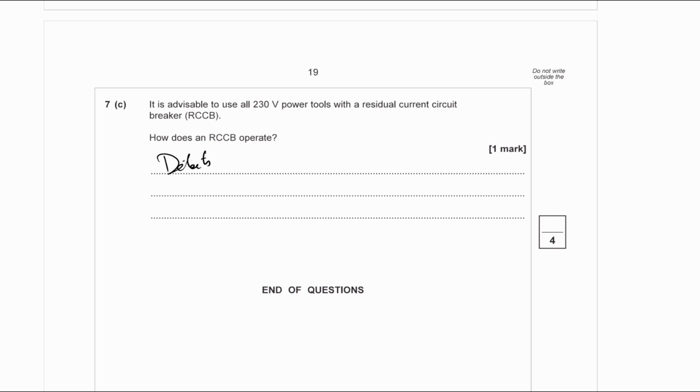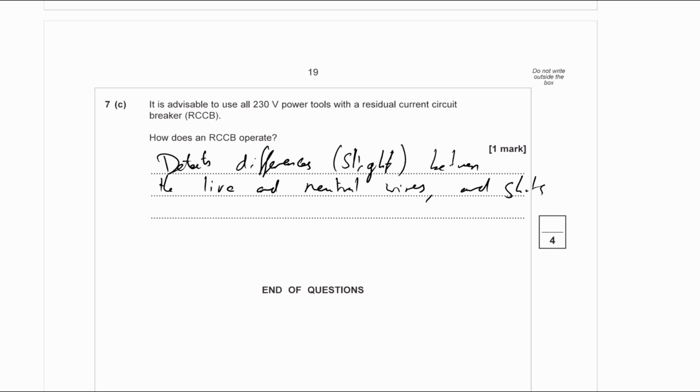So basically it detects differences, right? And I'm going to put in here slight, so even really small differences, and that's why they're better than fuses, slight differences between the live and neutral wires, and shuts down if different. So if those currents are different, right, and it's very sensitive, so even if they're just a little bit different, it will shut the appliance down and stop it from malfunctioning.